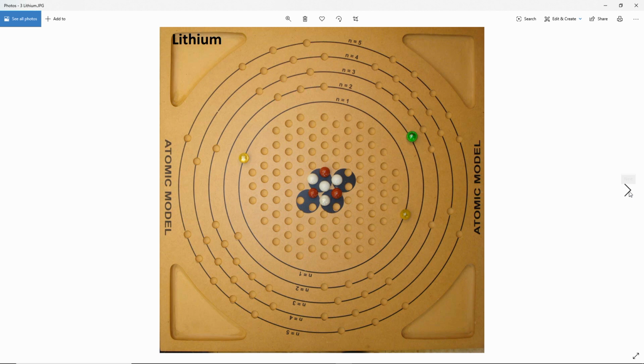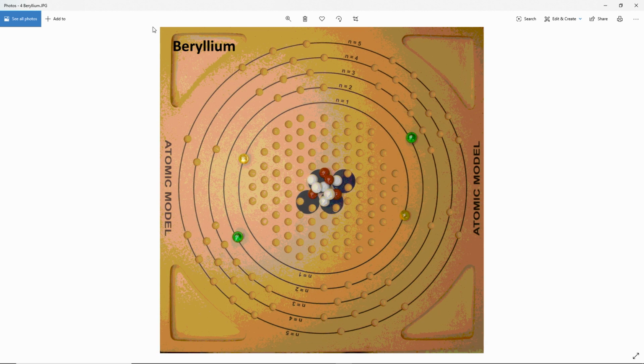Okay, so now this is the next element, beryllium, with 4 electrons. 2 stay inside, 2 stay outside. Why do we use a different color? Because the outer shell, which is number 2, is most important for chemistry and for physics. The inside electrons are so close to the nucleus that they are not going to change. These two are easy to change.